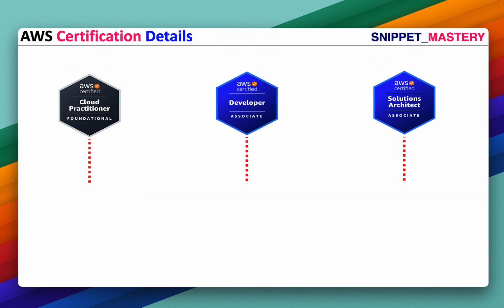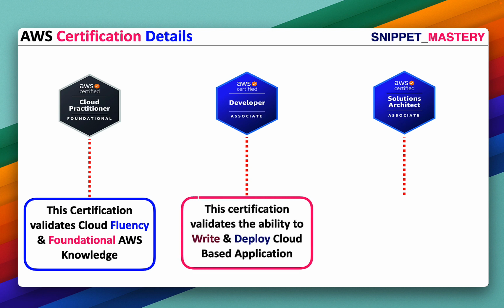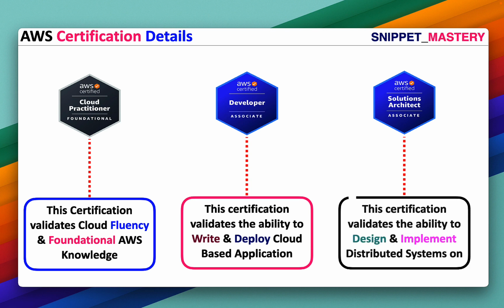So here comes a briefing about each certification. The Cloud Practitioner Foundational is going to validate your basic AWS Cloud fundamentals. So this certification validates cloud fluency, foundational AWS knowledge. And if you look at the developer, the certification validates the ability to write and deploy cloud-based applications. So you're basically from a developer background, so you need to know how to write code and deploy them successfully into the AWS environment. So you'll be using most of the developer related services and tools of the AWS environment. So that experience if you have, then probably you can look out for this developer associate certificate.